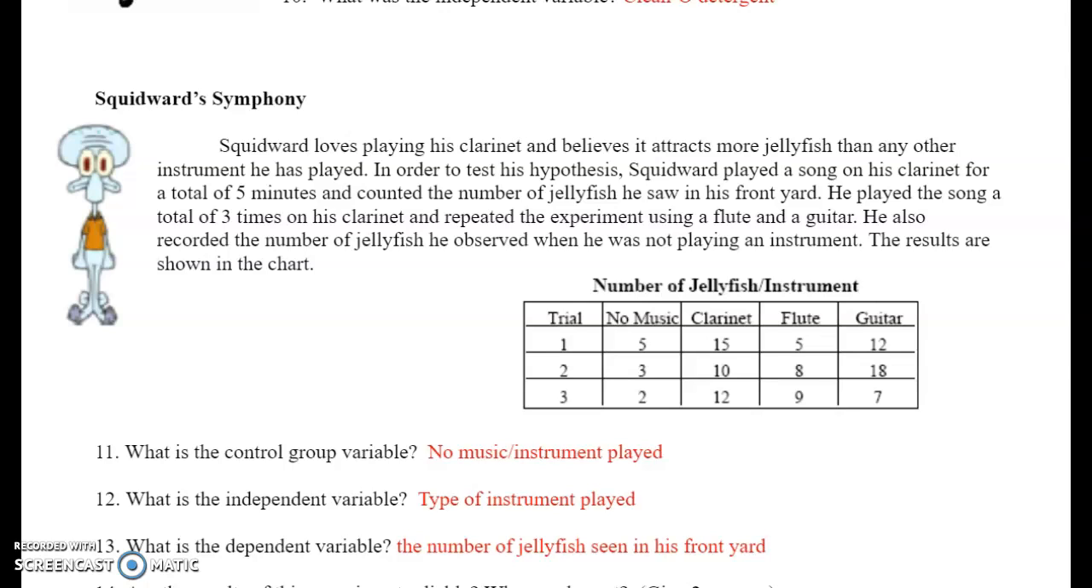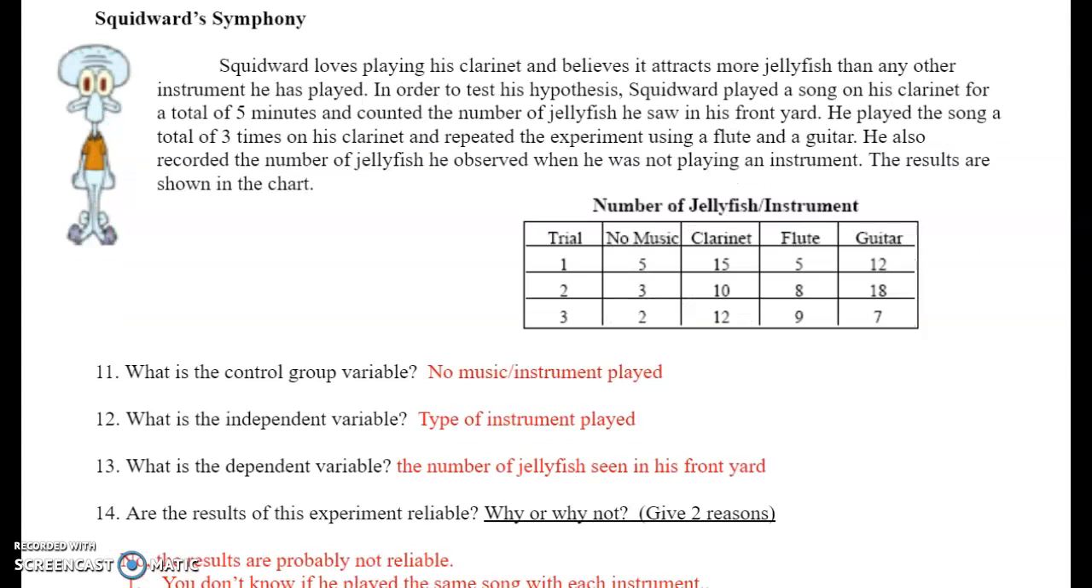He played that song 3 times on his clarinet, 3 times using a flute, 3 times on his guitar, and then he did it when he wasn't playing the instrument. And the results are shown in the chart there. So what's the control group? That would be when no instrument or music was played.